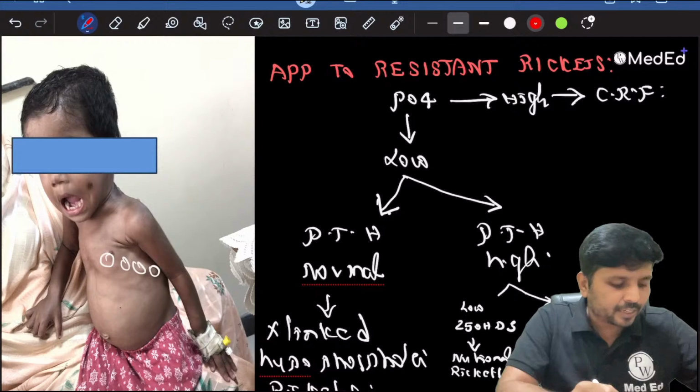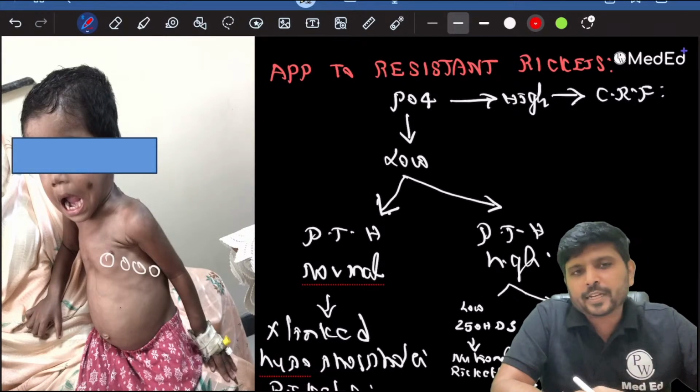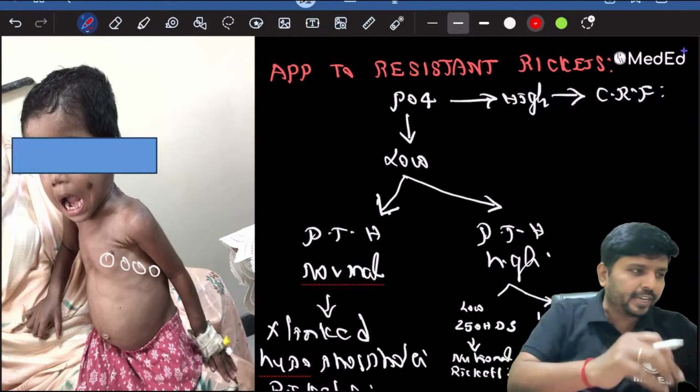And what you saw just now is a rickety rosary. This is a true case of vitamin D dependent rickets type 1.